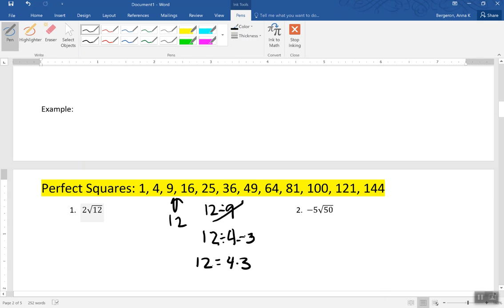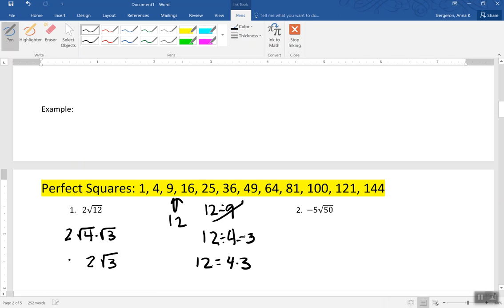So then we're going to rewrite the square root of 12, and I'm just going to bring down this 2 so I don't forget about it. But the square root of 12 is the square root of 4 times the square root of 3. Now the square root of 3 I can't simplify, so I'm just going to bring that down, right? It's not on my list, so it can't be simplified. The square root of 4, however, is 2.